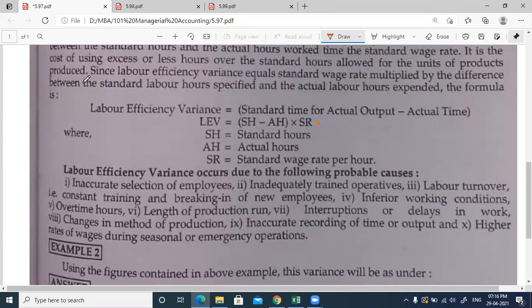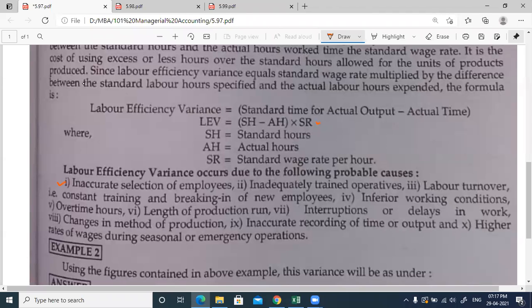Number one is inaccurate selection of employees. If you are recruiting people without the desired qualification and skills, then definitely the employee is going to consume more time and may waste material also. That is the first reason: you have not made a proper, rational decision in taking employees into the organization. Second is inadequately trained operatives.